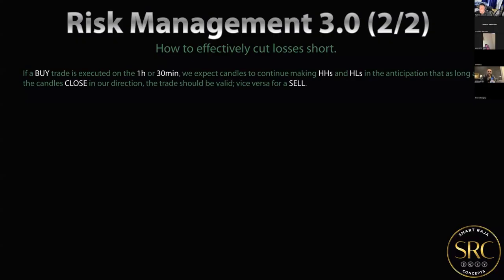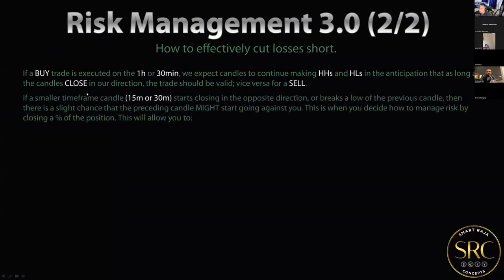So whenever you're taking a buy, you're expecting candles to make higher highs and higher lows. On the 30-minute and the 1 hour, the candles are closing bullish and respecting the lows. If on a smaller time frame, let's say specifically the 15-minute, a candle closes opposite to your direction, then there's a probability that price may go against you.